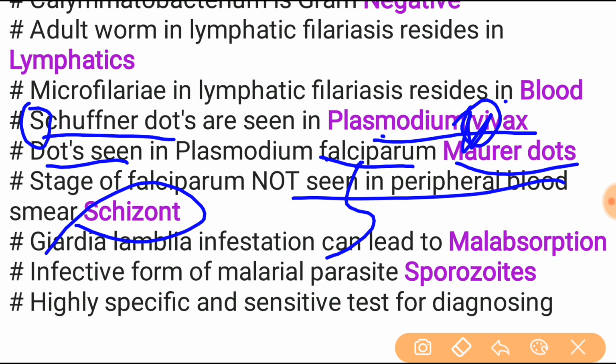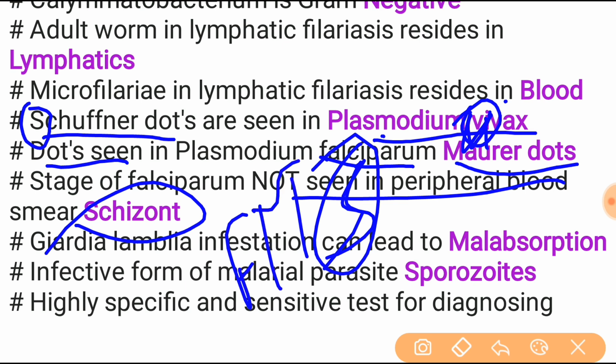And VI is given. Then it will be S. S looks like that 5, so vivax. You have to remember Schüffner's dots. And falciparum, FM dots.